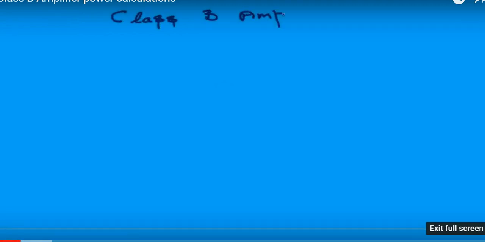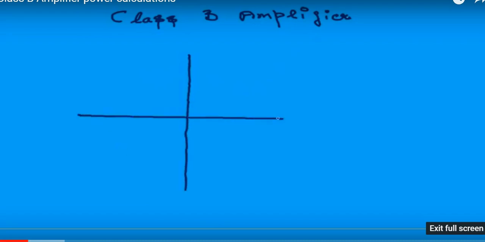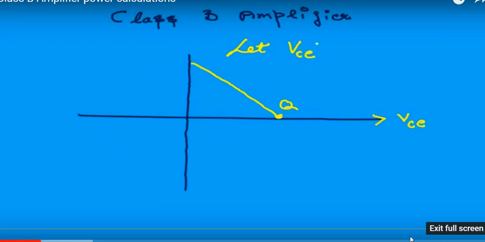Now we'll find the efficiency of the class B amplifier, keeping in mind that in a class B amplifier the output appears only for half of the input signal. So this is a load line, and this is a Q point. Along the x-axis it is collector emitter voltage, and the maximum collector emitter voltage at the Q point is equal to VCC. Along the y-axis it is the collector current.